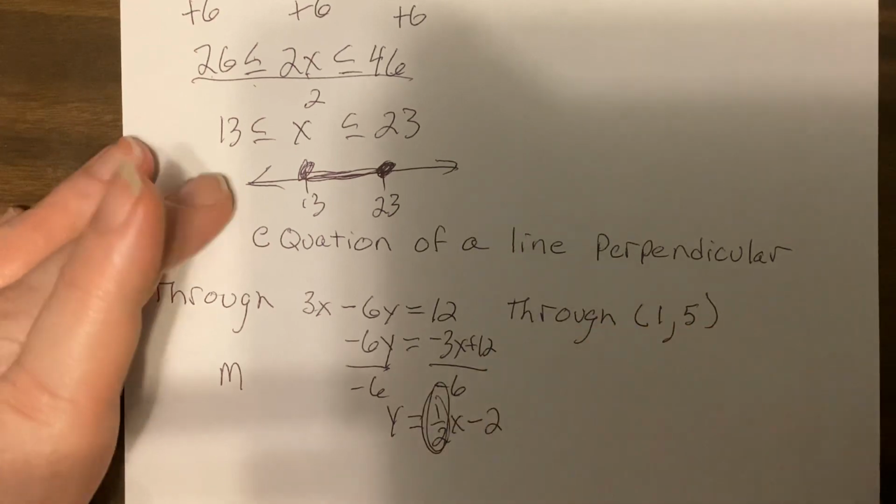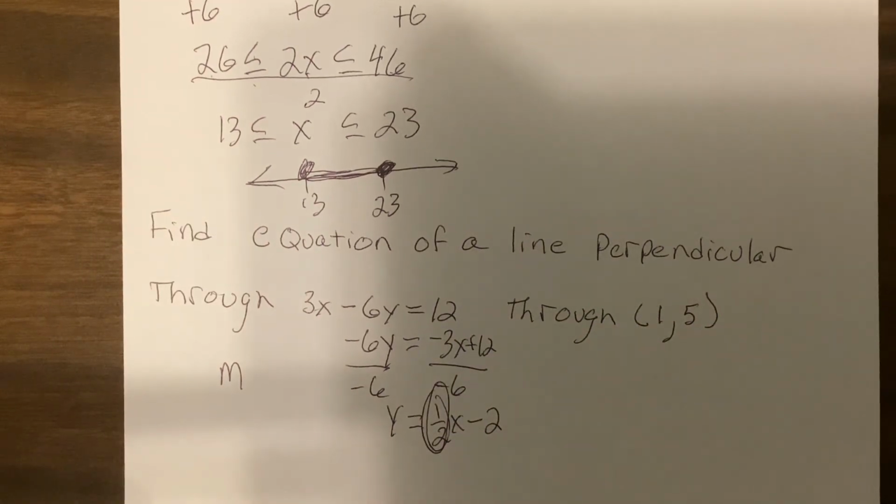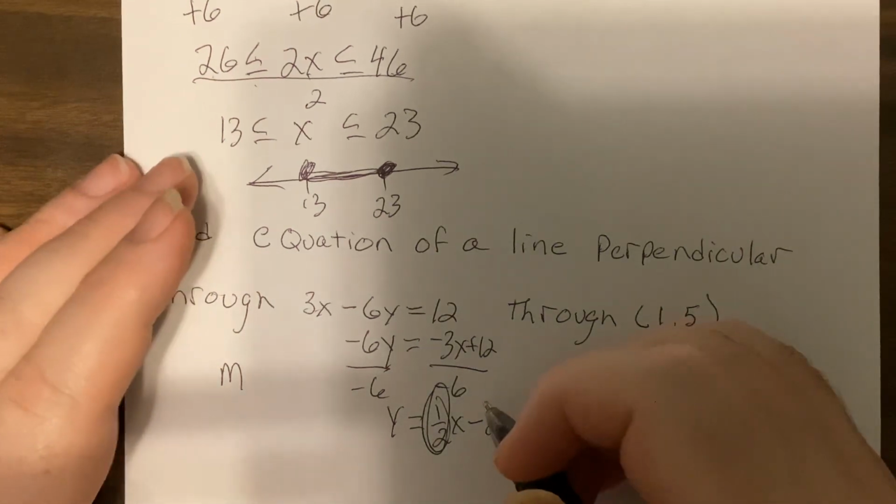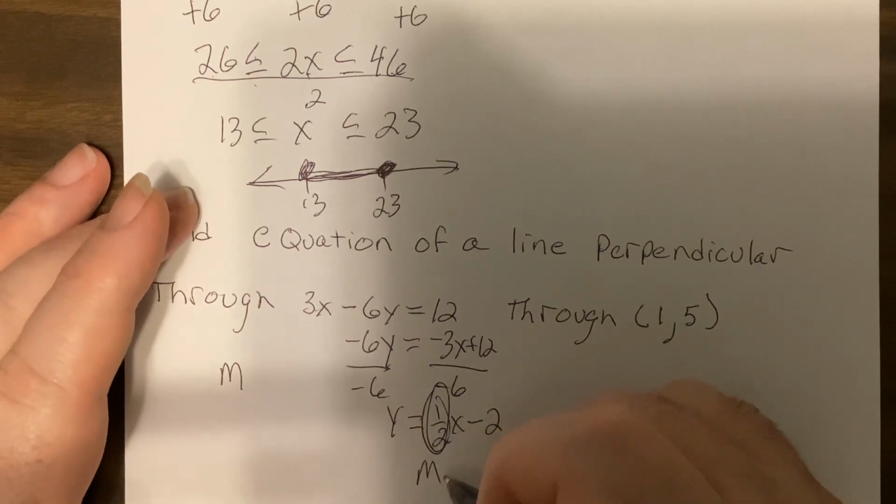The slope is the number times x, and I have a hair going right into my eye. Goodness. Sorry about that.